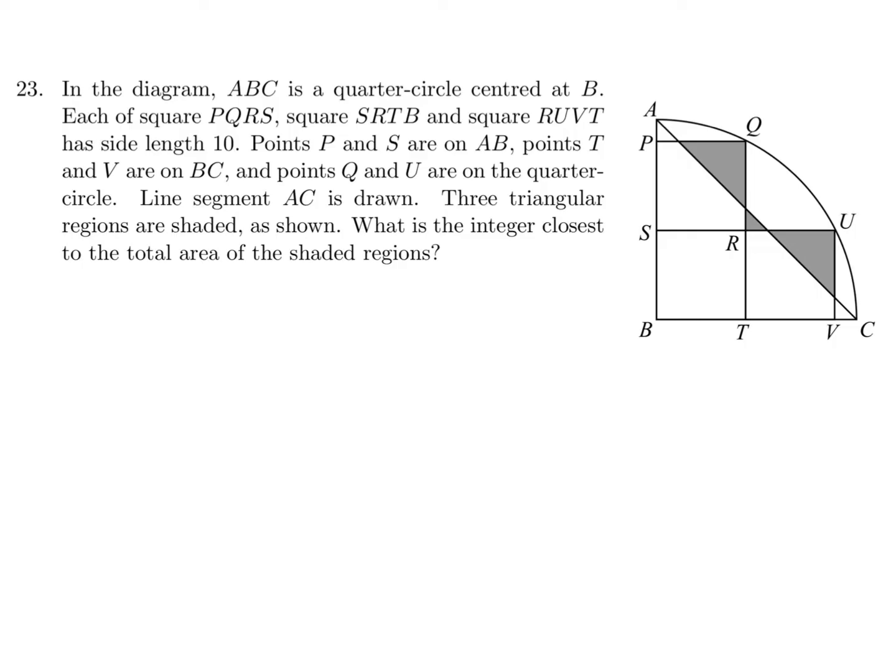In the diagram, ABC is a quarter circle centered at B. Each of the squares, PQRS, SRTB, and RUVT has side length 10. Points P and S are on AB, points T and V are on BC, and points Q and U are on the quarter circle. Line segment AC is drawn. Three triangular regions are shaded as shown. What is the integer closest to the total area of the shaded regions?